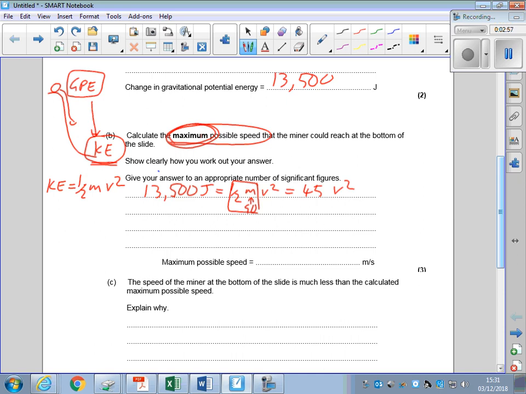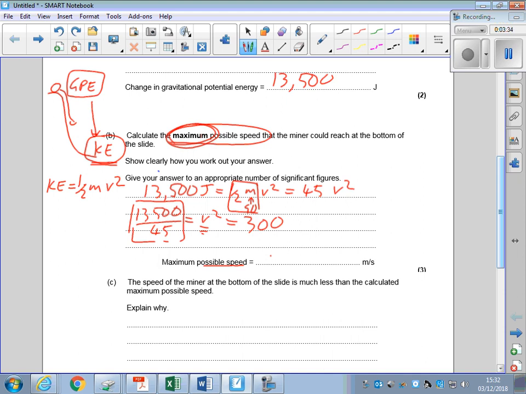Okay, so if I divide both sides by 45, I get 13,500 divided by 45 is equal to the velocity squared. And you pop that into your calculator, you find velocity squared is 300. Now, there are a number of people in this question who just put 300 straight in there, forgetting that they just worked out the velocity squared. And to be honest, if you're talking about the speed of somebody going down a wooden ramp, the fact that the speed of sound is just over 300 meters per second should make you think, hang on a minute, that might be a little bit quick.